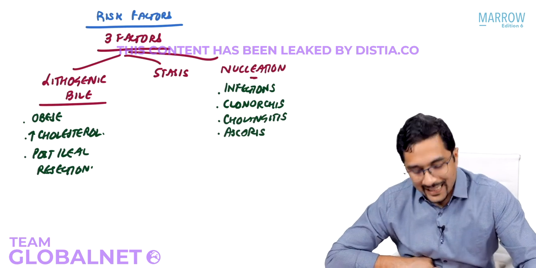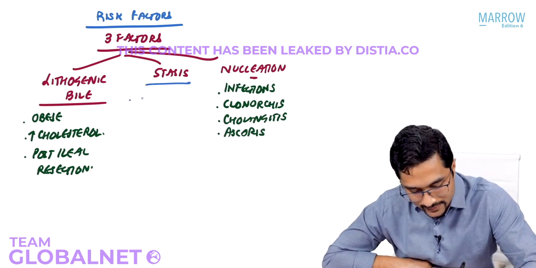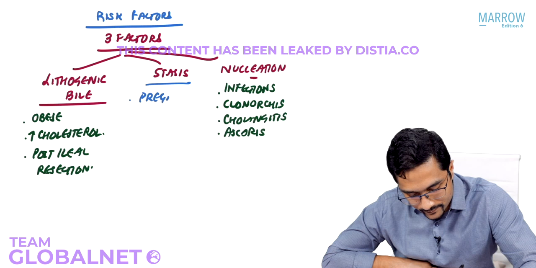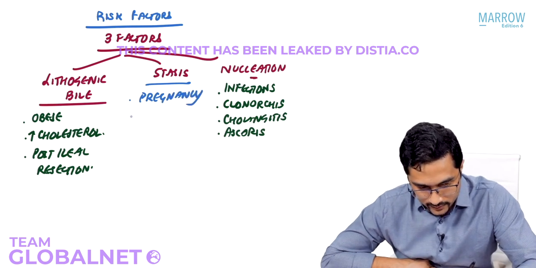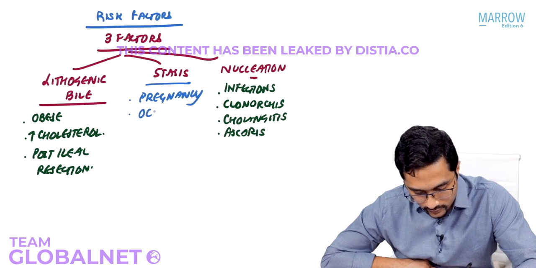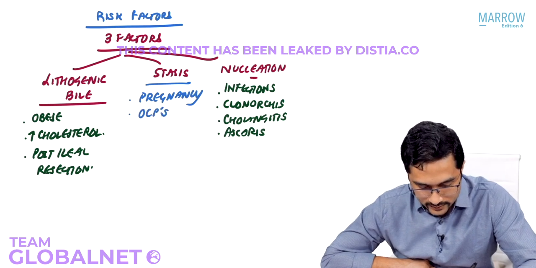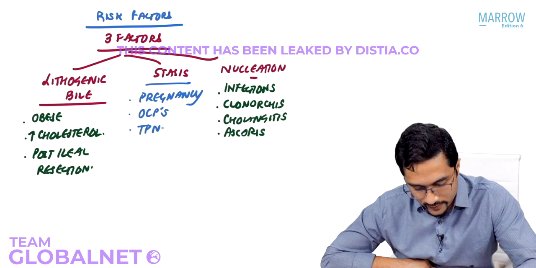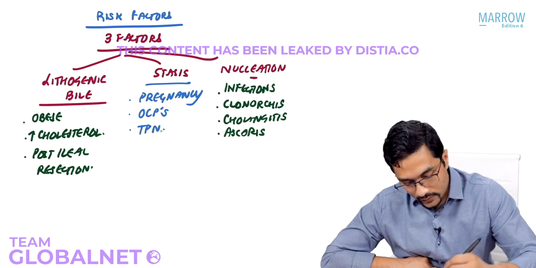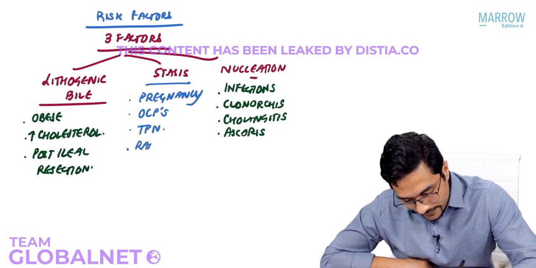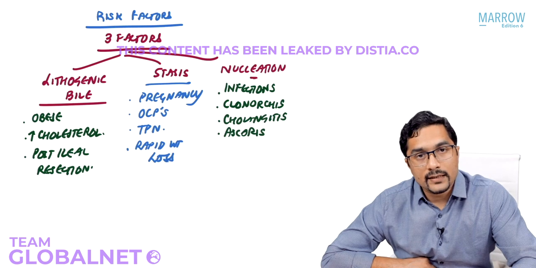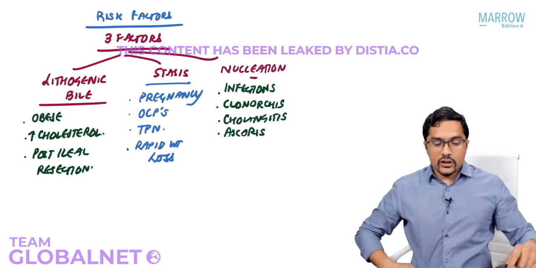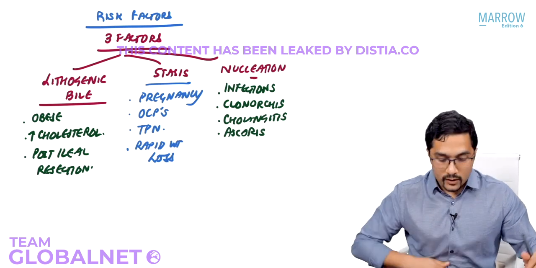Now, where all can stasis occur? So stasis can be seen during pregnancy. Oral contraceptive pills can give rise to stasis. TPN, total parenteral nutrition, can give rise to stasis. Rapid weight loss following a bariatric surgery can also give rise to stasis. So these are some conditions which can predispose the patient to gallstone formation.